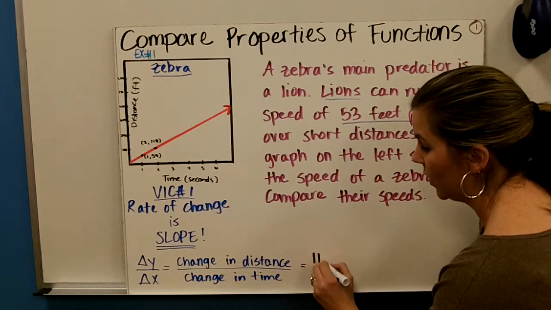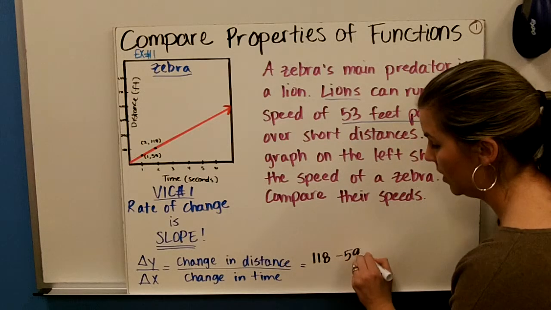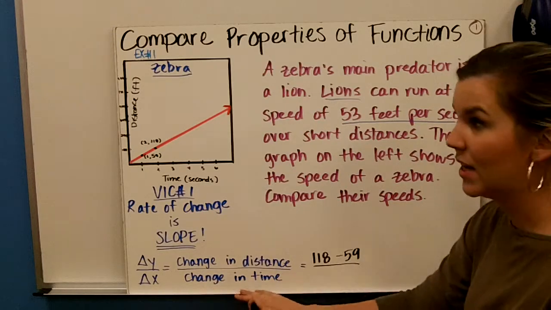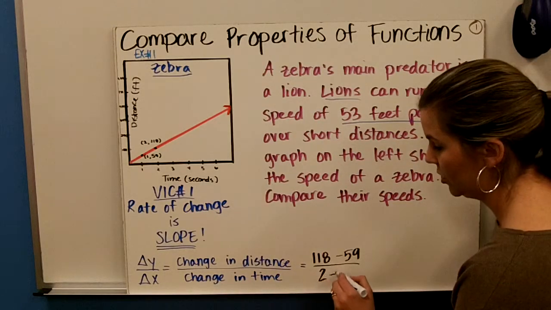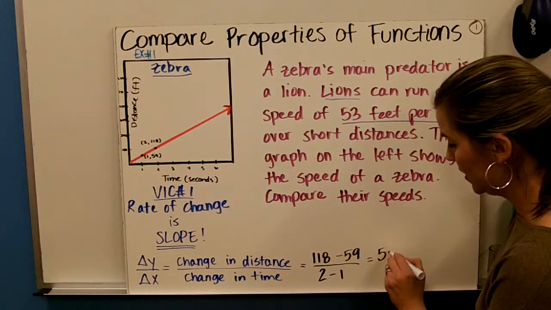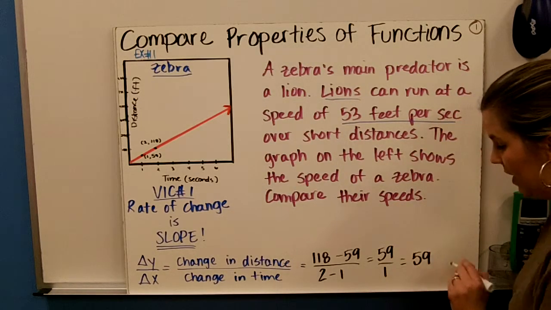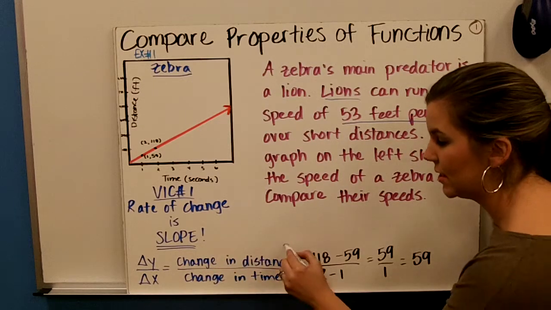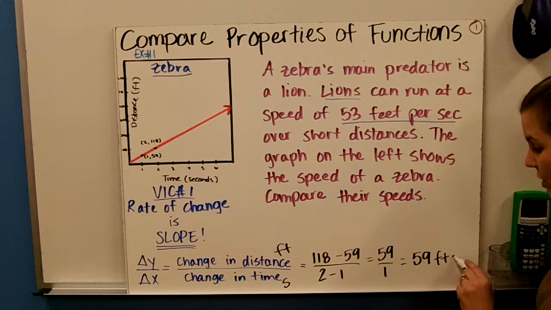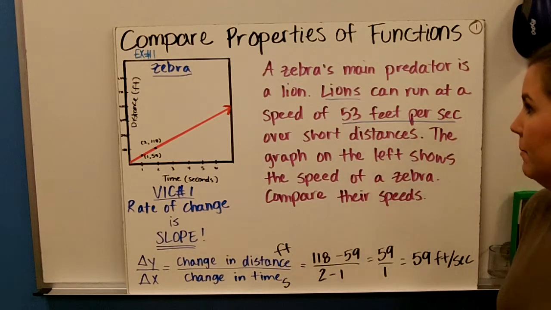We're going to say 118, that's a y value, subtract 59, our other y value, and we're going to divide that by the change in time, from 2 seconds to 1 second: 2 minus 1. 118 minus 59 is 59, and 2 minus 1 is 1. 59 divided by 1 is 59. Change in distance was feet, and change in time was seconds. So we have feet per second. Feet over seconds. 59 feet per every 1 second.